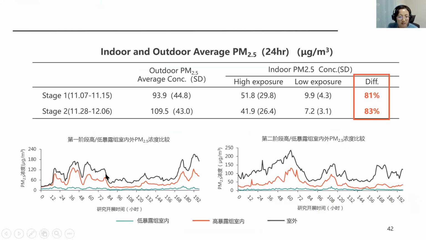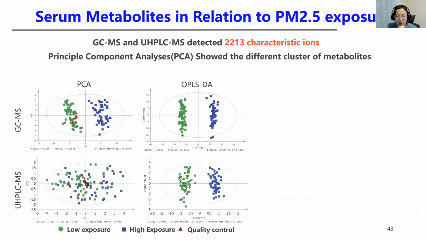This is a curve to see more clearly what the differences are. You can see that this is outdoor, and this is indoor without purifier, with sham, and this is indoor with real purifiers. It's very obvious in the air pollutant level and their exposure level.